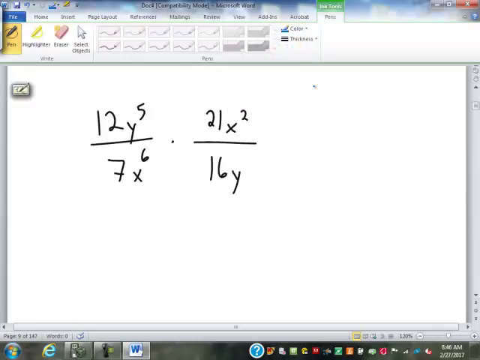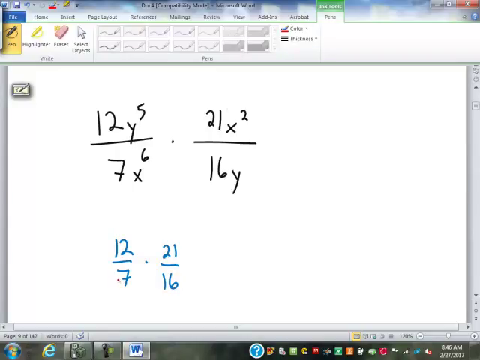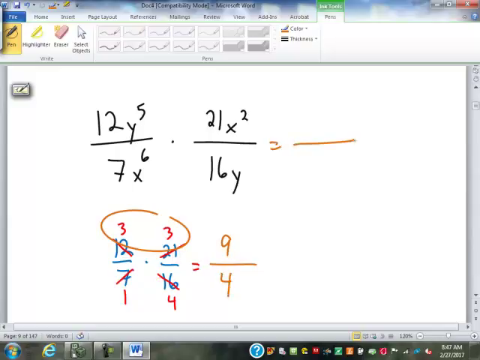So here, you tell me where to start. Take out the numbers. 12 over 7, okay. 21 over 16. Okay, perfect. 3 times 3 is 9, and 4 times 1 is 4. So the number part is 9 over 4.